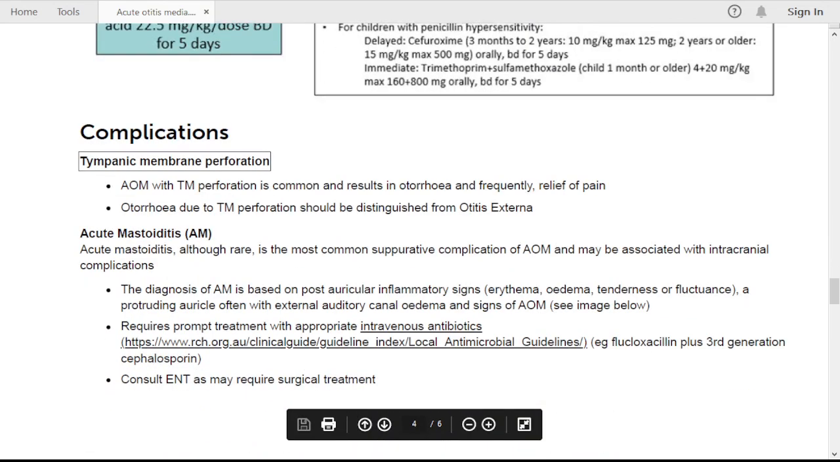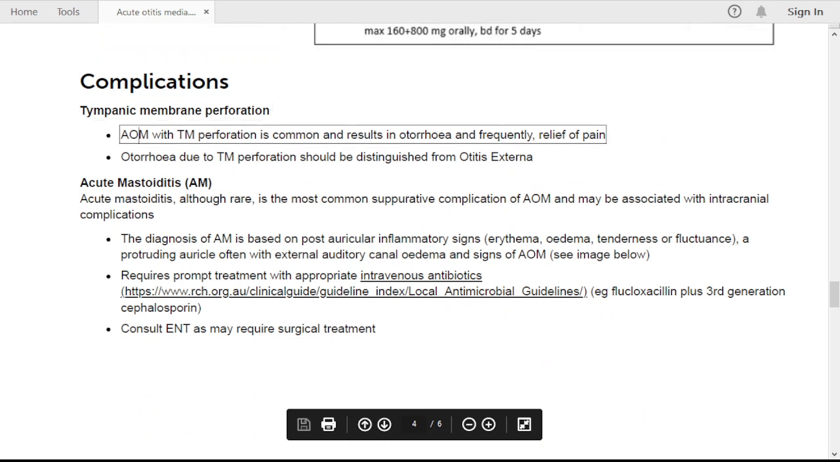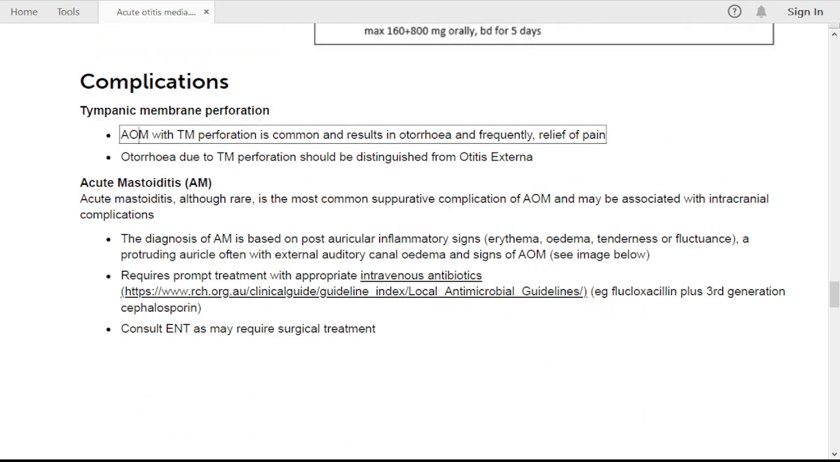Complications. Tympanic membrane perforation. AOM with TM perforation is common and results in otorrhoea and frequently, relief of pain. Otorrhoea due to TM perforation should be distinguished from otitis externa.